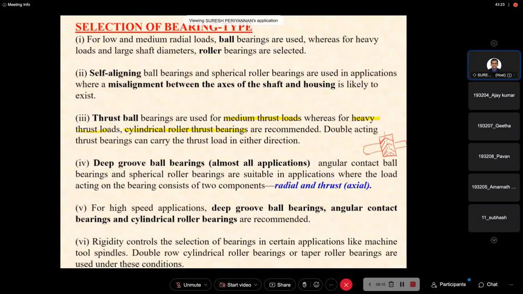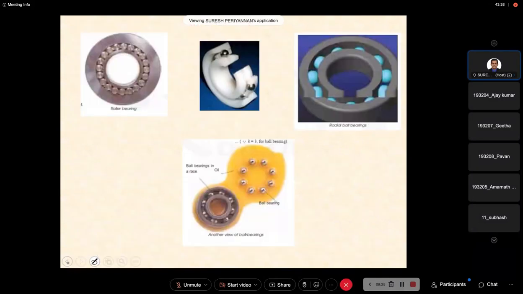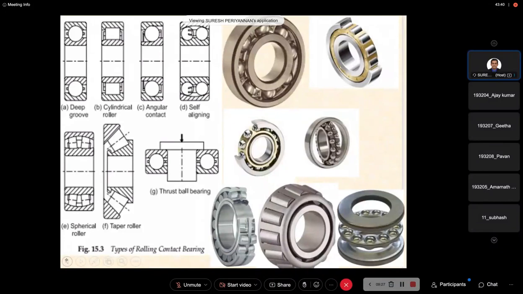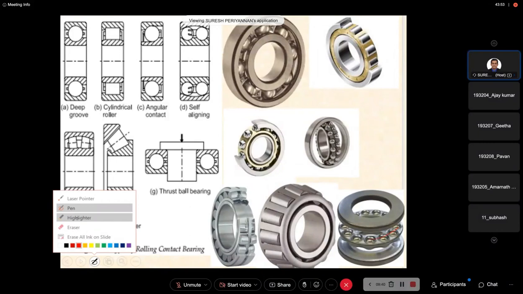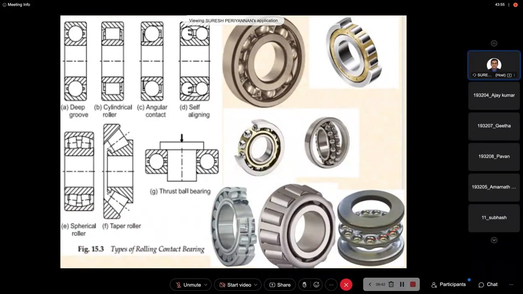Similarly, a double acting thrust bearing can carry the thrust loads in either direction. I show you here a double acting thrust bearing. We already discussed this thrust bearing. Here we are using only a single row of balls. Now in this case, single row balls we are using here.